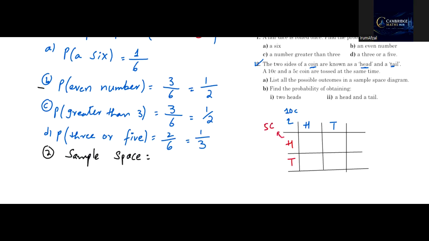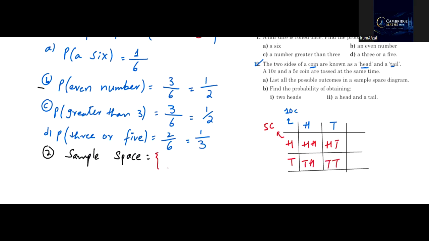Now, what would be our sample space? First of all, we're going to have head and head. Both would be head and head. Then we are going to have head and tail. Then tail and head. And then tail and tail. So how many possible outcomes did we get? 1, 2, 3, 4. 4 possible outcomes.